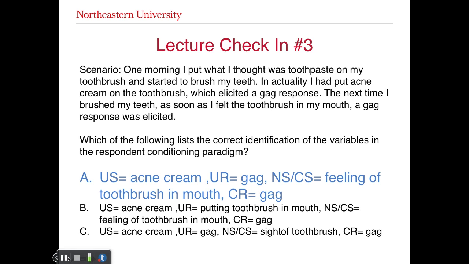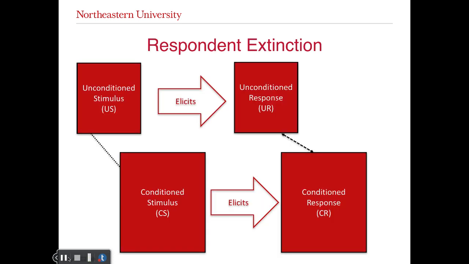Thinking about stimuli, we want to make sure that we're considering energy changes that are detected through an organism's receptor cells, meaning something they sense. So while a toothbrush is an item, the stimulus characteristic of interest is the feeling of the toothbrush in your mouth, not the sight. It does help to really determine what the exact stimulation is that elicits a response in terms of respondent conditioning at times.